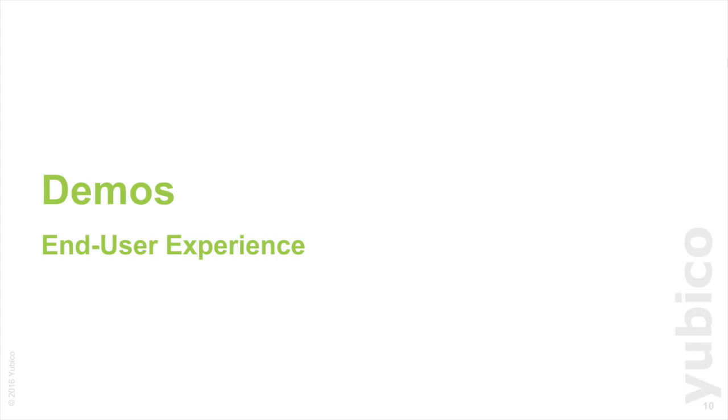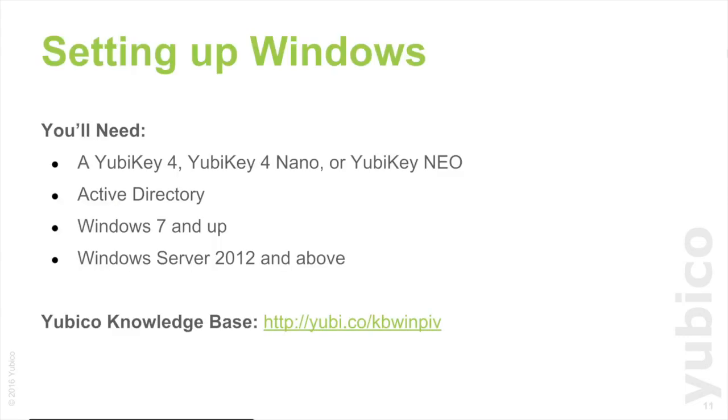So you've just seen how easy it is for users to log in using the YubiKey. Of course, in order to have such a seamless user experience, it does require some setup beforehand. For setting up on Windows, you will need to distribute your users YubiKey 4s, YubiKey 4 Nanos, or YubiKey Neos. You can use any of these or all of these interchangeably. You will need to have an Active Directory set up in which your users' accounts are existent. This Active Directory will also need to have a certificate authority.